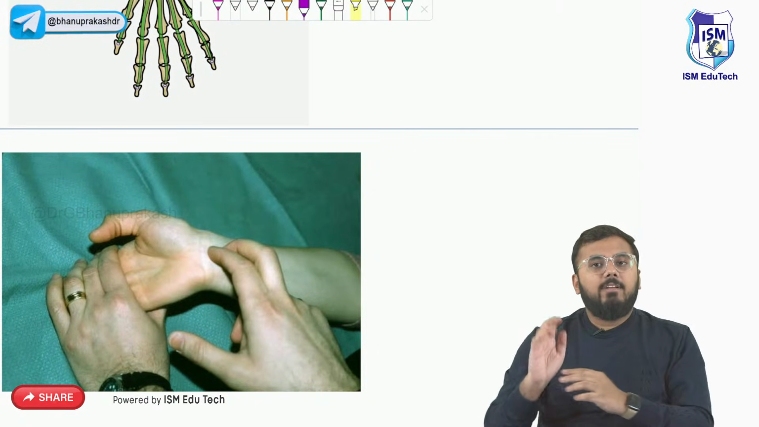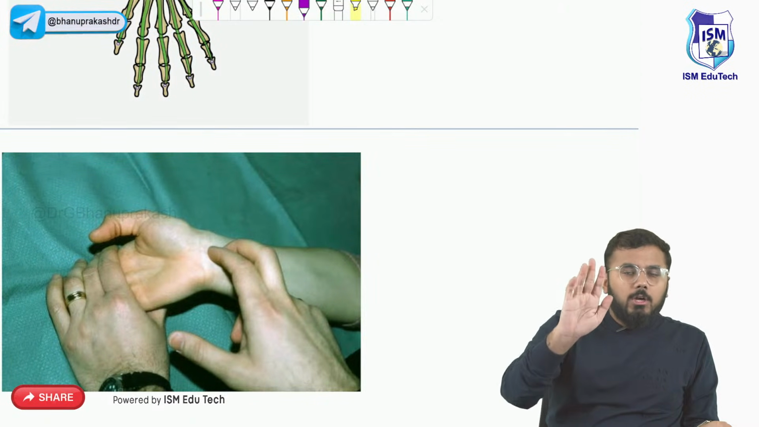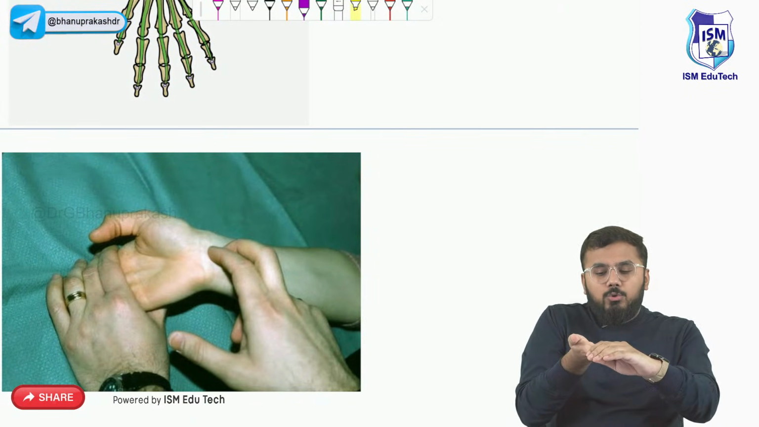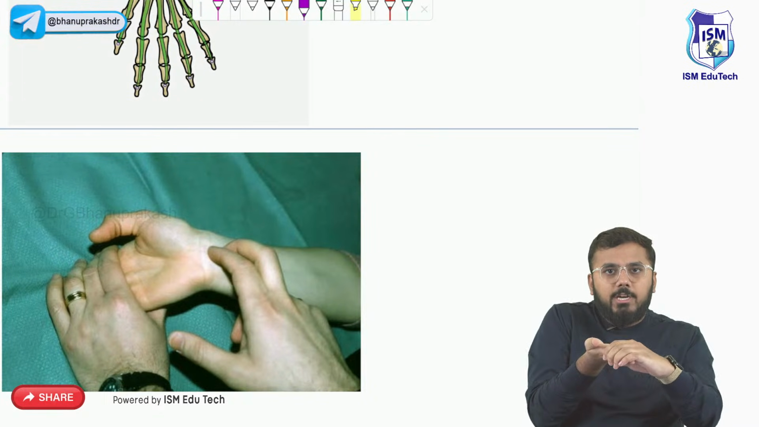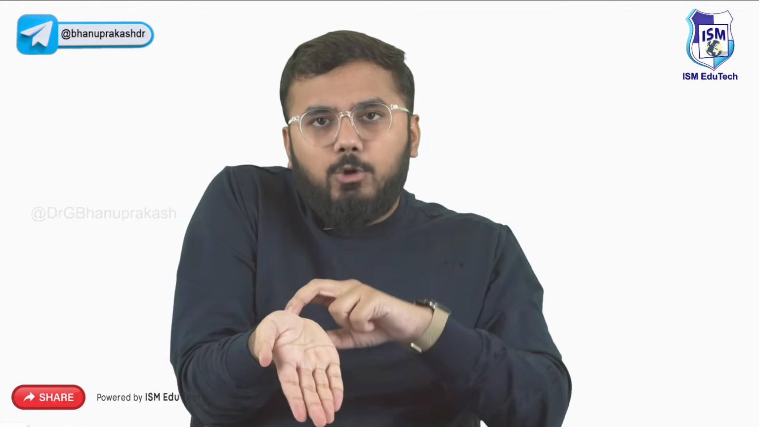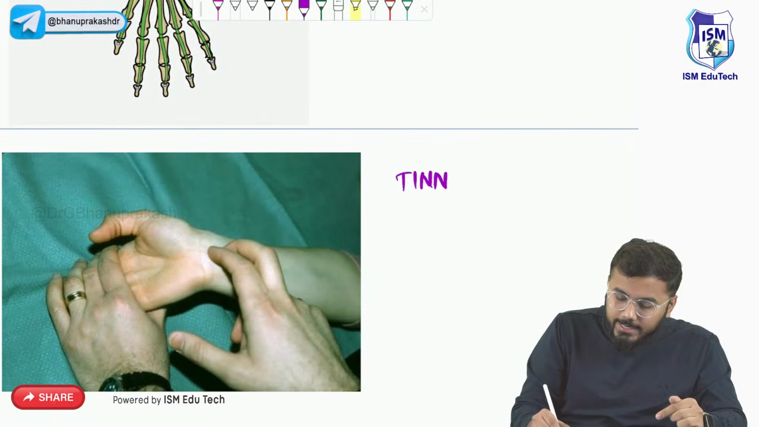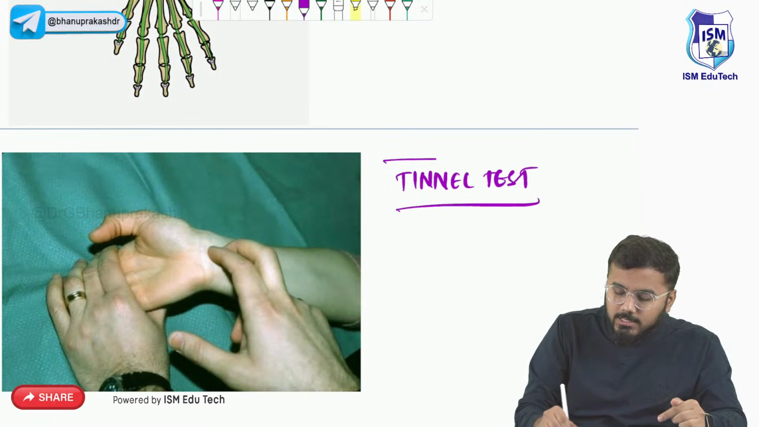Next important thing is that if the patient has carpal tunnel syndrome, you do two important tests. What are those two tests? Look here. You catch hold of the fingers of the patient, and then you extend his wrist like this. After extending his wrist, you press in this carpal region. When you press this region, if the patient has pain in this area, it means the patient has a positive Tinel test. This test is called the Tinel test.